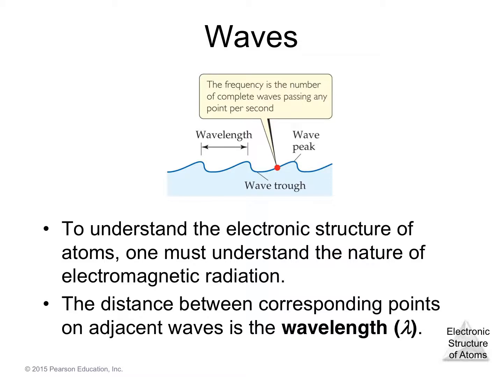Electromagnetic radiation is just a type of energy that moves using waves. Light is one type of electromagnetic radiation. Let's take a look at some of the properties of a wave. The highest point of a wave is called the peak. The lowest point is the trough. The distance between two peaks is the wavelength. If you pick one point on a wave and count how many times per second that point passes you in different waves, then that would be the frequency. So frequency is the number of complete waves passing any point per second.